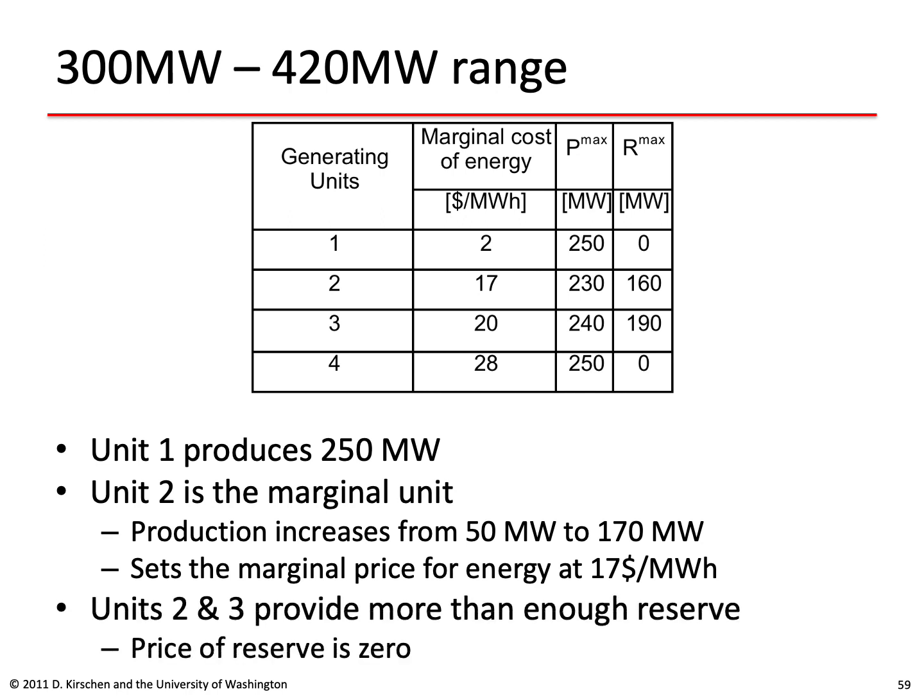In terms of reserve, having unit 2 and unit 3 in the system, in this range of load we have more than enough reserve with unit 2 and unit 3. Therefore, the price of reserve in this range is equal to 0.